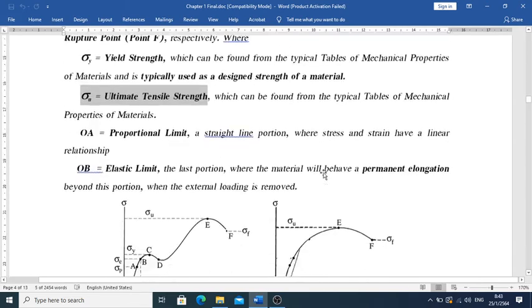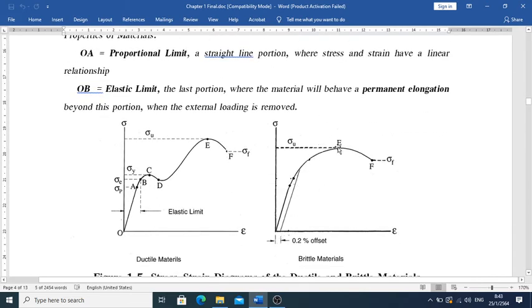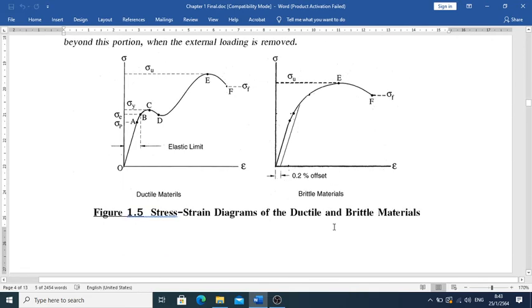See, it reaches the highest point there, then it reaches point E, then it reaches point F, and breaks up into pieces. But sometimes we want to find some sigma y, so we do another way around.